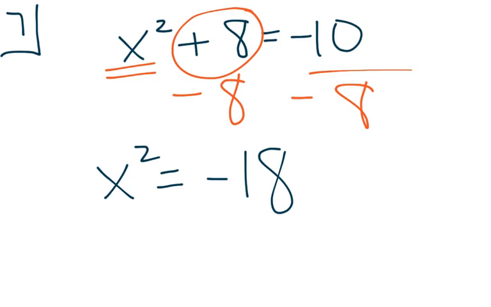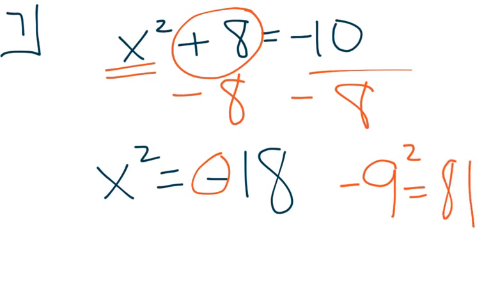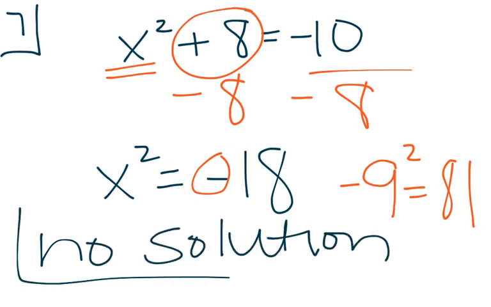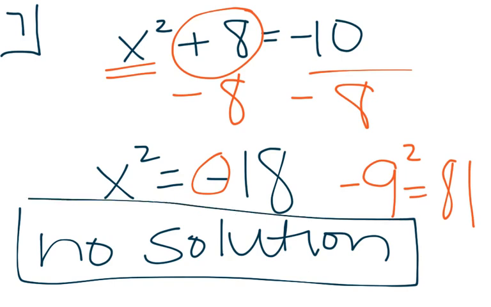So over here we have a problem, because nothing squared is ever going to equal a negative number. Because even if you have negative numbers squared, negative times negative equals positive. So what this means is, once again, there is no solution. And that is our answer for number 7.